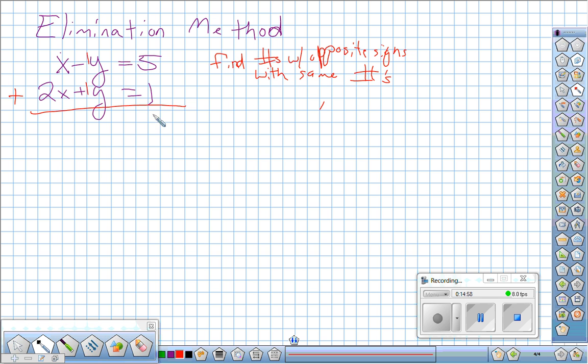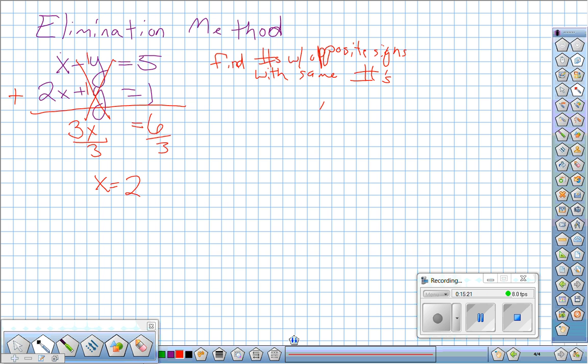So I have 5 plus 1 is 6. Okay, negative 1 plus 1 goes to 0. x plus 2x is 3x. I have now a linear equation that I can solve. They were all linear equations, but now I have a linear equation in one variable that I can solve. When I divide by 3, I get x equals 2.